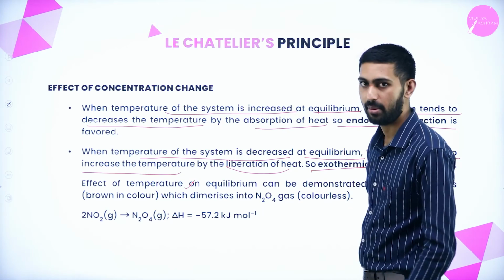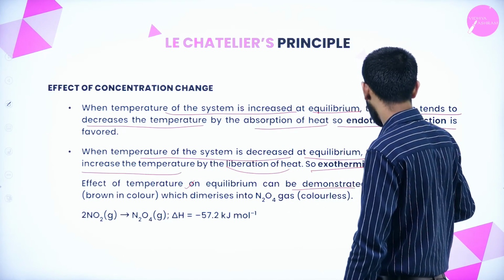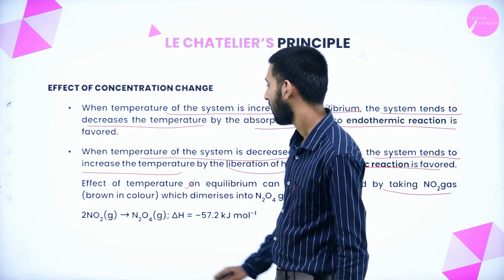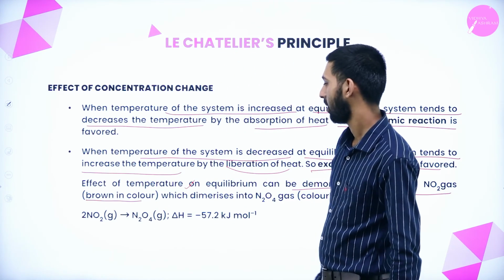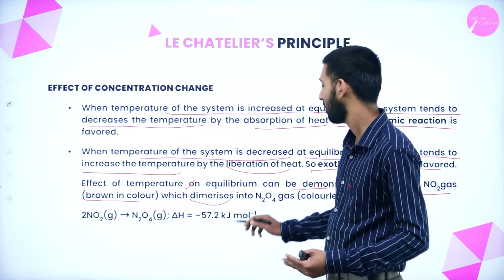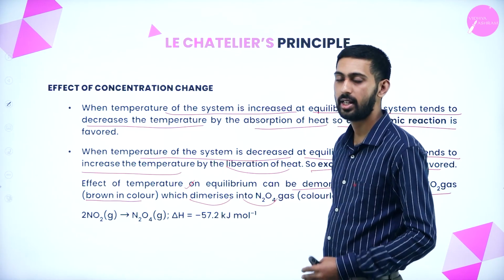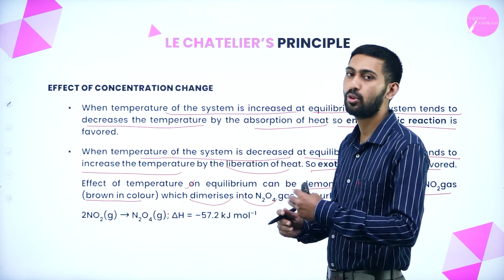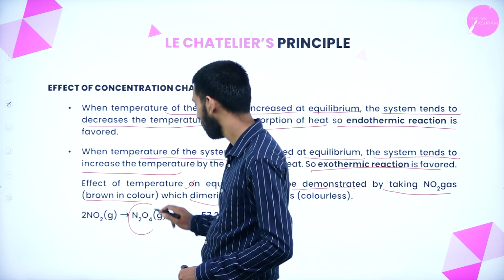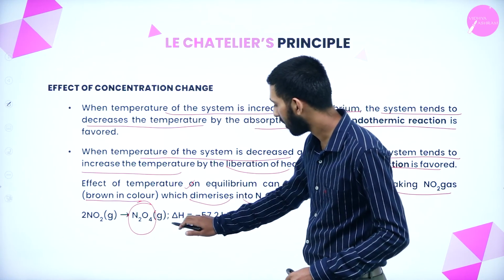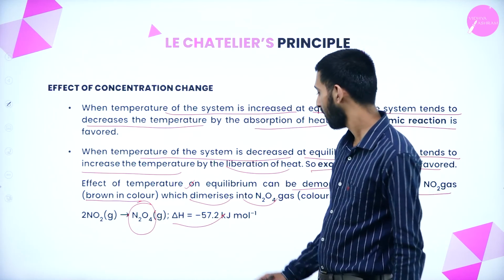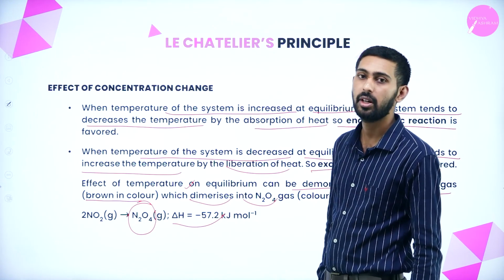Now let us take one example here. It can be demonstrated by taking nitrogen dioxide as a gas. It is brown in color, which dimerizes to N2O4 gas, and that will be colorless. When it is exposed to the environment, it will be a colorless gas. So that is N2O4. Heat will be liberated, right? So delta H is equal to minus 57.2 kilojoules per mole.